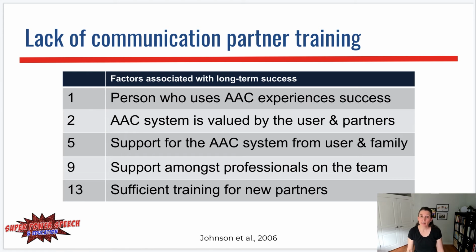So number 5 is that there's support for the system from the user and the family. Number 9 is that professionals on the team know about the AAC system. And then number 13 is that there's sufficient training for new partners. And I'm going to argue that new partners can be your 5-year-old little kindergarten students running around in the classroom.